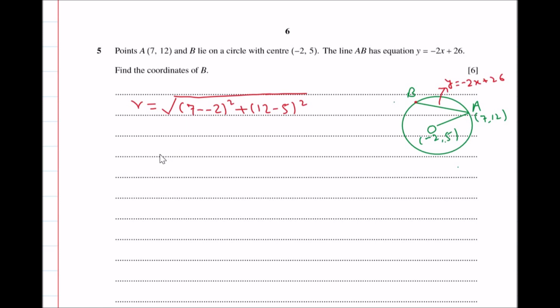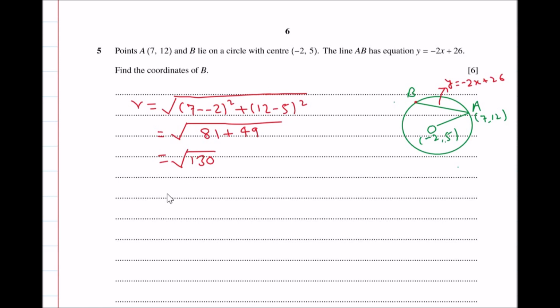Now we will simplify this. 7 minus negative 2, 7 plus 2, is 9. 9 square is 81, plus 12 minus 5, 7. 7 square is 49. And if we simplify this, we get square root 130. So we'll leave it like this. No need to calculate in decimal. This is not a perfect square. We'll leave it like this.